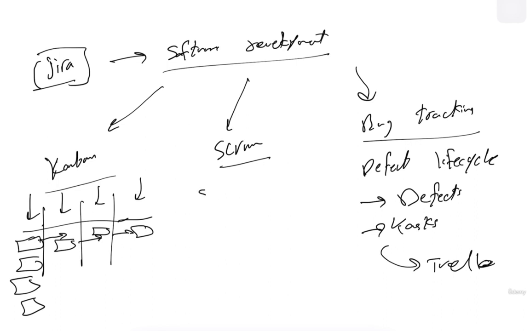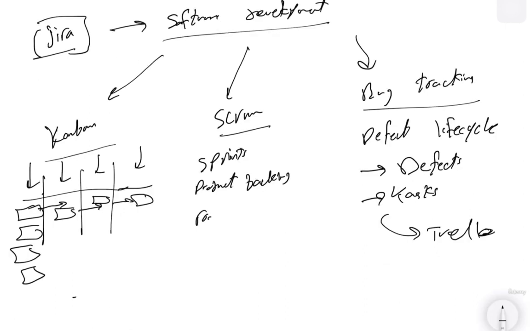In Scrum, of course, we have sprints or iterations. We have product backlog. We have Scrum board. We have user stories and acceptance criteria. And we have the project roadmap.